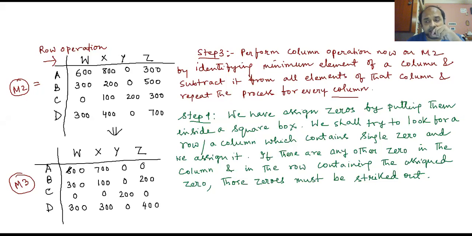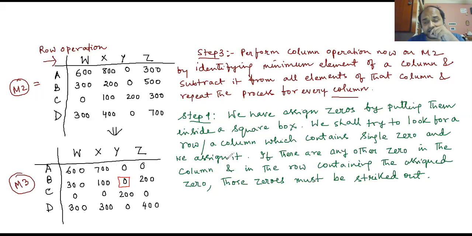So you see, if I go by this sequential method, if I start with the first row, it contains 2 zeros, and I need to find a row which contains a single zero. So first row is not my desired row. Then I go to the next row, that is second row, that is B row. B row contains a single zero. This is the zero which is being contained by row B. So I'm going to assign it by putting it inside a box.